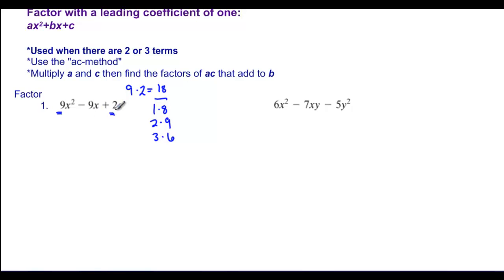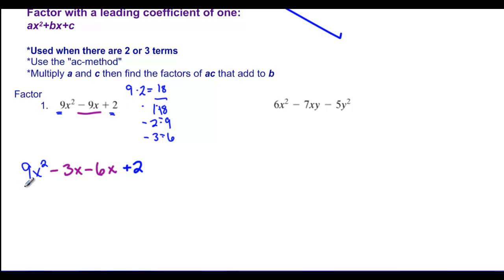Because we need to add to a negative, and they have to both have the same sign, then we know that they're going to both be negative. So negative 1 and negative 18 will not work, negative 2 and negative 9 will not work, but negative 3 and negative 6 will. So we know negative 3 and negative 6 will add to negative 9. So we're going to end up rewriting this problem, 9x squared. And then instead of this minus 9x right here, we're going to replace it with minus 3x minus 6x. So we're using these two terms right here to replace. And then we're going to keep that plus 2. And so now we have 4 terms. Once you get it to 4 terms, you're going to factor by grouping.